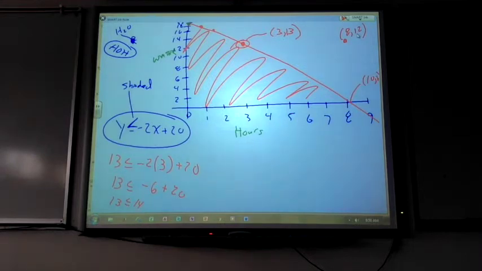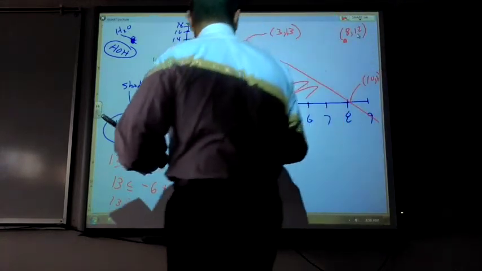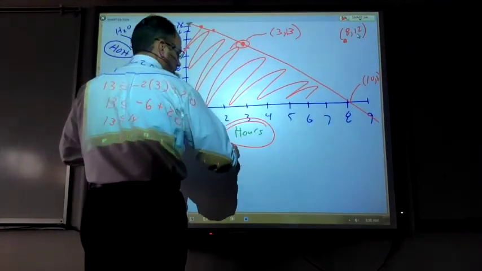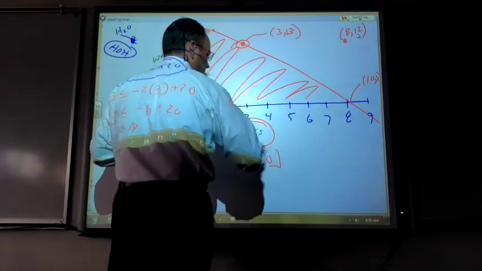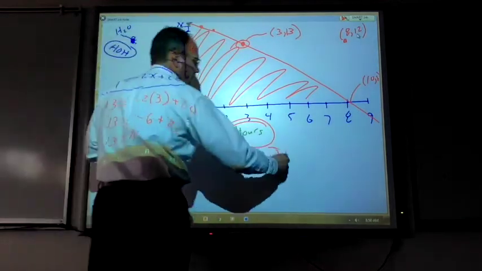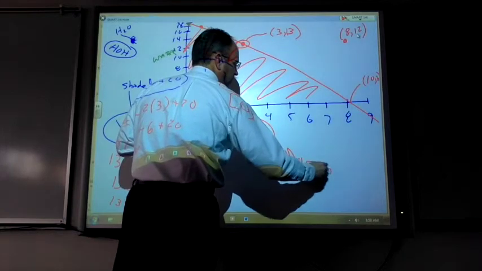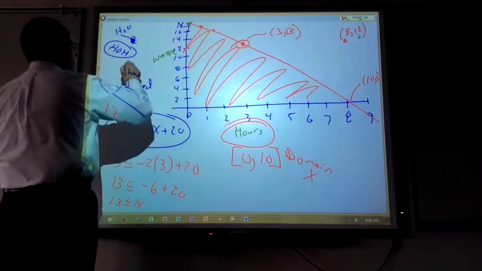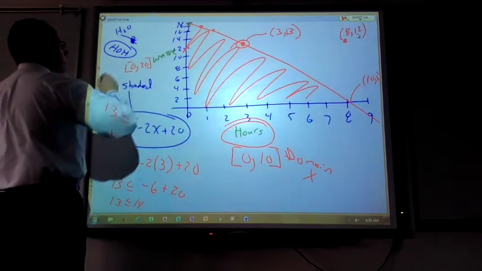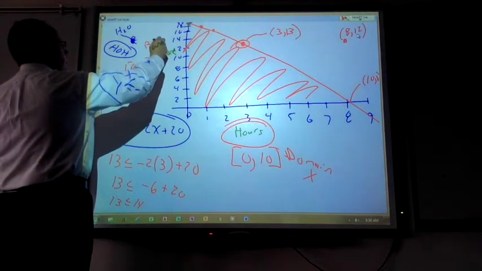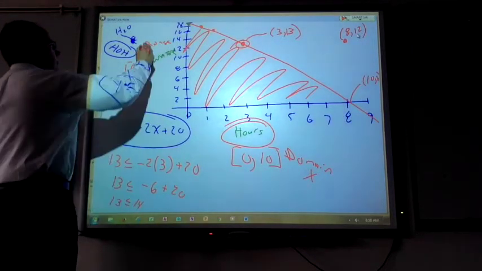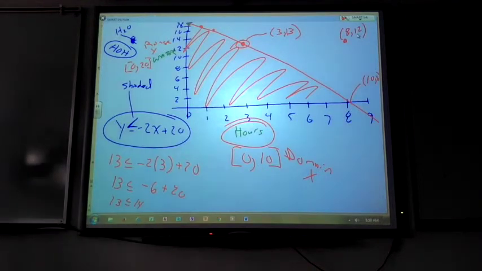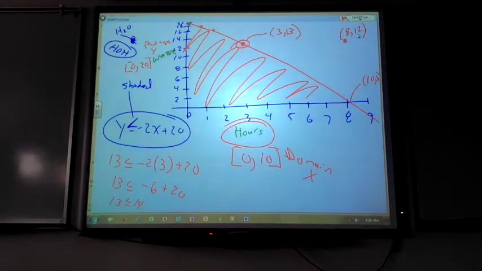And state the domain and the range. So the domain is going to go from 0 to 10. And the domain has to be for the X, and the X happens to be for the hours, because they told us. And the range is going to go from 0 to 20, and that's the Y, and the Y happens to represent the water. There we go. Square brackets, because I can drink all my water, or I can drink none of it, and anything in between.